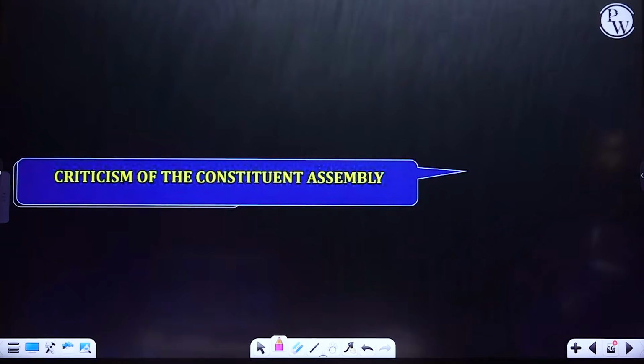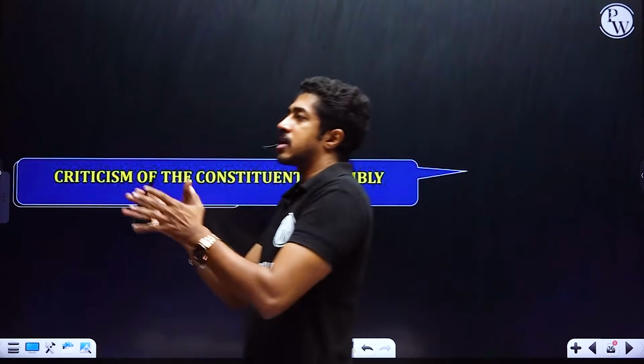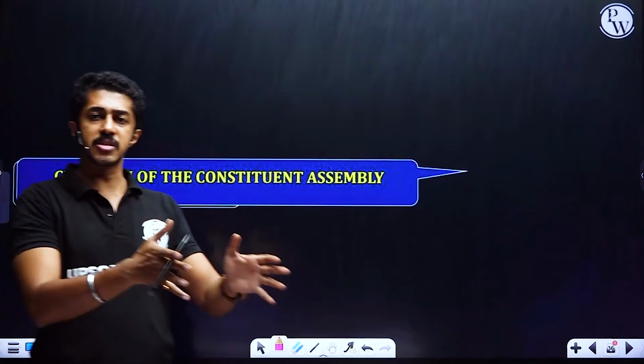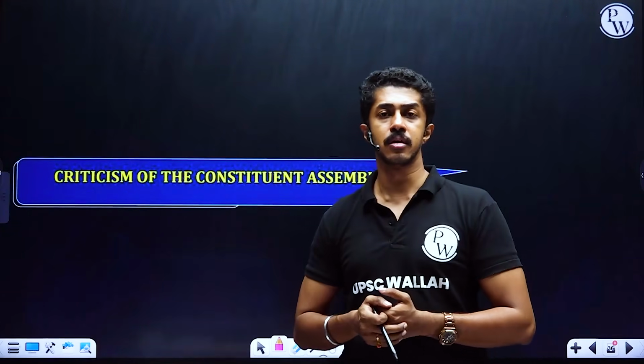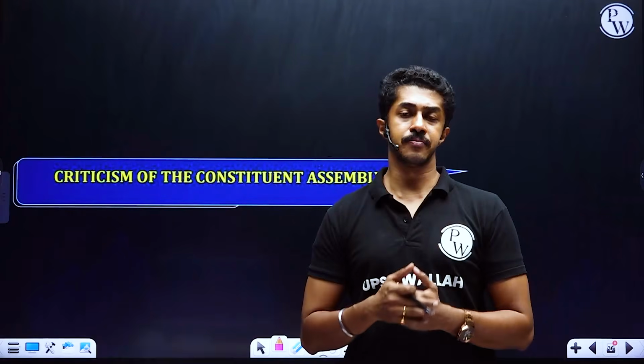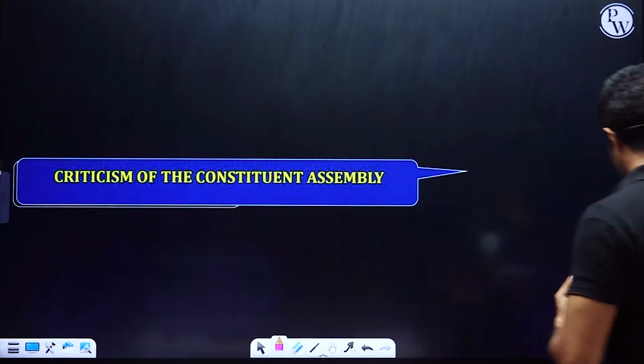Taking it further forward, criticism of the Constituent Assembly. Now, from outside it looks like everything was great. British India had representatives. Princes had representatives. Even the Muslim League had representatives. But there is a lot of criticism. Let us see the reasons for it one by one.